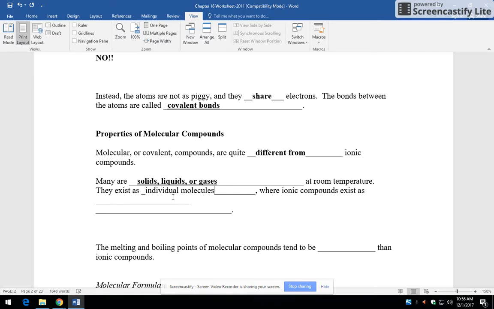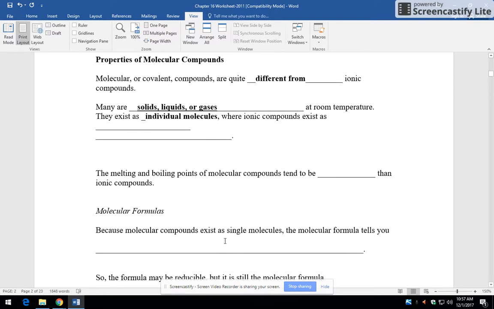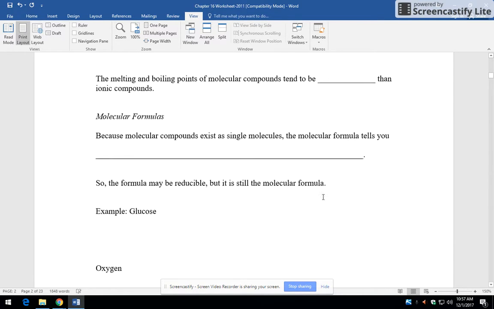Ionic compounds don't. Remember what ionic compounds exist as? We actually had a name for them. And I want you to write that down. Ionic compounds don't exist as individual molecules. If you have salt, like NaCl, it's not just an NaCl molecule. It's something else I want you to write down. That's part of your homework. And so based on the fact that many are solids, liquids, or gases at room temperature, the melting and boiling points of molecular compounds tend to be blank than ionic compounds. Again, I think you should be able to fill that out. So that's up to you.